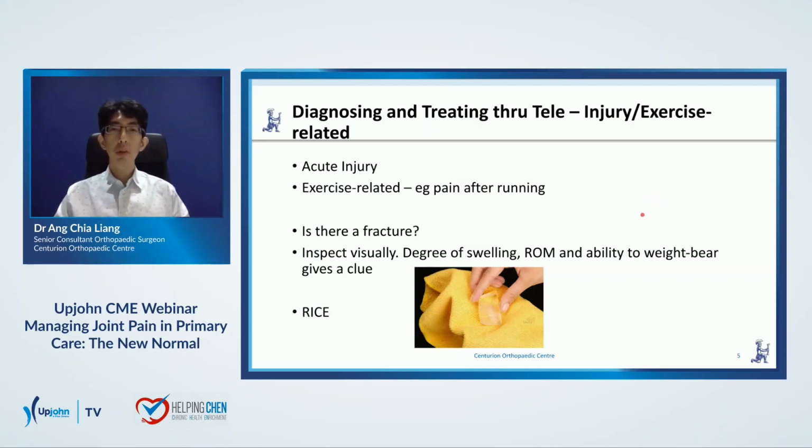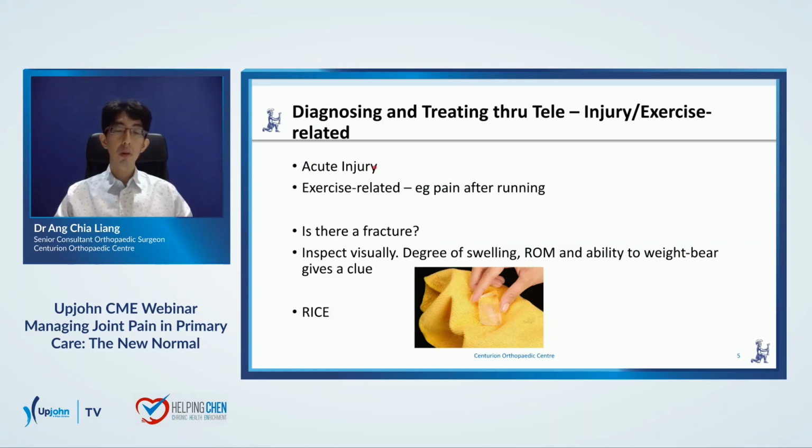So for patients with injury or exercise-related pain, it should be quite clear. Patients with injury, for example, knee sprain during soccer or during basketball, that will be quite clear. Exercise-related pain is, for example, knee pain after running like 15, 20 minutes. Usually the patient finds that they are still able to continue running, but they have a bit of pain after the run, and maybe they just wanted to seek an opinion on, is it serious? Can they continue running?